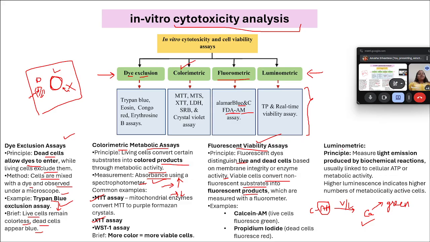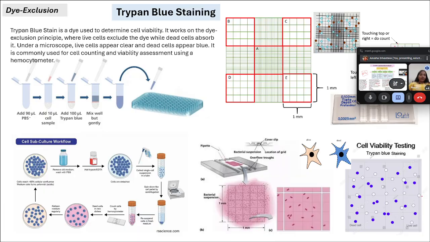And the last approach is to measure light emission produced by biochemical reactions. There are certain biochemical reactions that happen inside cells, specifically linked to cellular ATP or metabolic activity. Higher luminescence indicates that the number of metabolically active cells is also higher. We'll talk about these methods a little briefly.